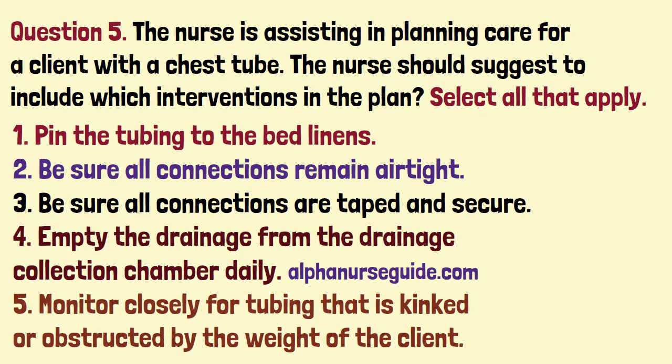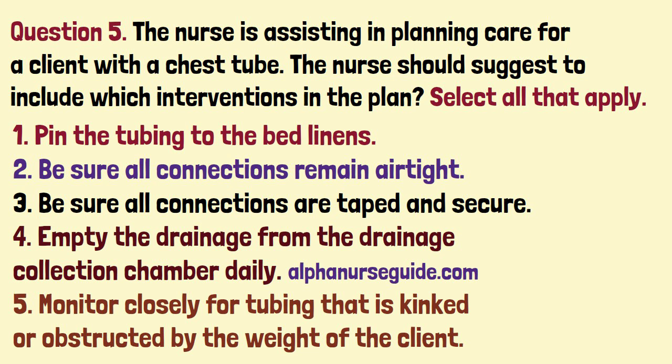Question 5. The nurse is assisting in planning care for a client with a chest tube. The nurse should suggest to include which interventions in the plan? Select all that apply. 1. Pin the tubing to the bed linens. 2. Be sure all connections remain airtight. 3. Be sure all connections are taped and secure. 4. Empty the drainage from the drainage collection chamber daily. 5. Monitor closely for tubing that is kinked or obstructed by the weight of the client.